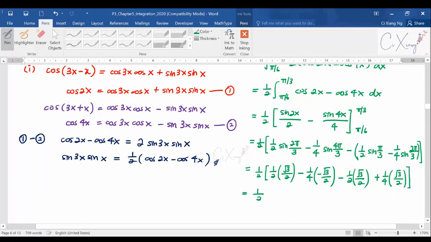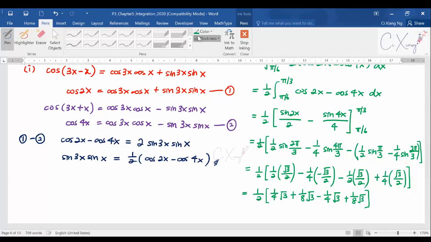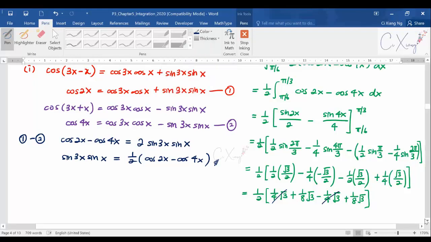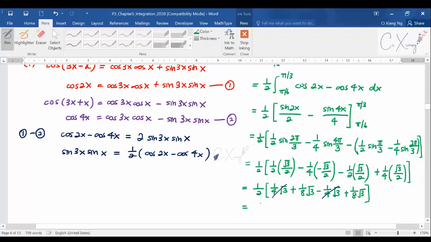Okay, so if you try to simplify everything here, I have 1 over 4 square root 3 plus 1 over 8 square root 3 minus 1 over 4 square root 3 plus 1 over 8 square root 3. So I put everything with square root 3 as the main object. Then you can see that 1 over 4 square root 3 minus 1 over 4 square root 3 becomes 0. 1 over 8 plus 1 over 8 is 2 over 8. So 2 over 8 divided by 2, and therefore you get 1 over 8 square root 3. And this is how you get the answer that they want you to prove.